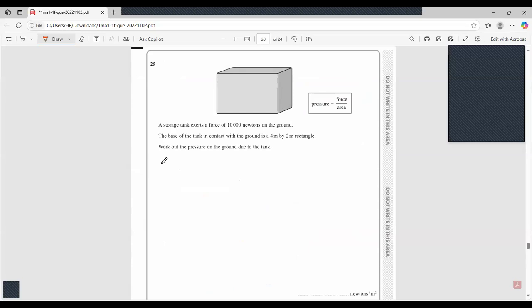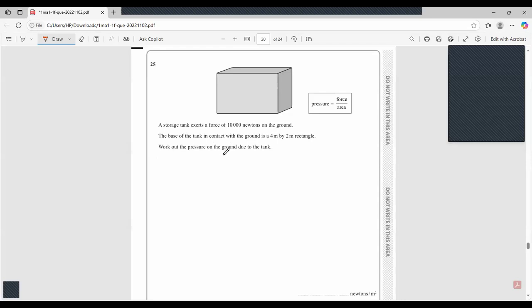Okay, anyway, let's do it together. It says a storage tank exerts a force of 10,000 newtons on the ground. The base of the tank in contact with the ground is a 4 meters by 2 meters rectangle. Remember, yesterday's question was a cylinder. Today's question is a cuboid, okay? But whichever way, the principle is the same thing.